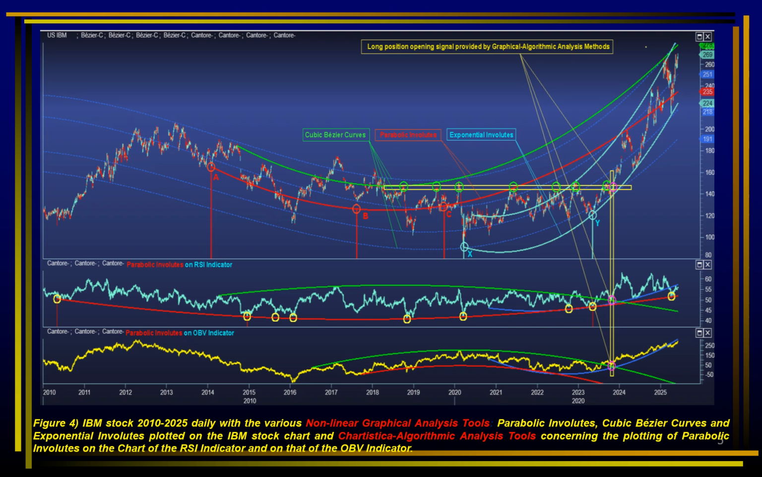Another interesting aspect that emerges in the figure is the clear and convincing indication of the indispensable opening of long positions on IBM in mid-October 2013 in the presence of the formation of bullish pullbacks both by the RSI indicator and by the OBV indicator on the respective parabolic involute of support in overcoming the resistance level indicated in yellow on the stock.